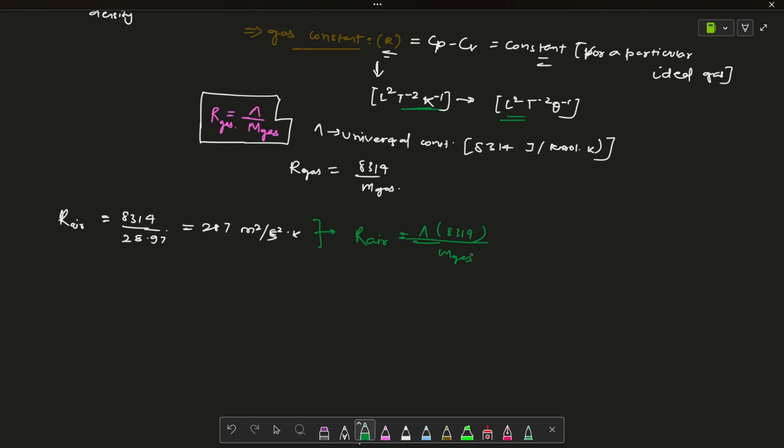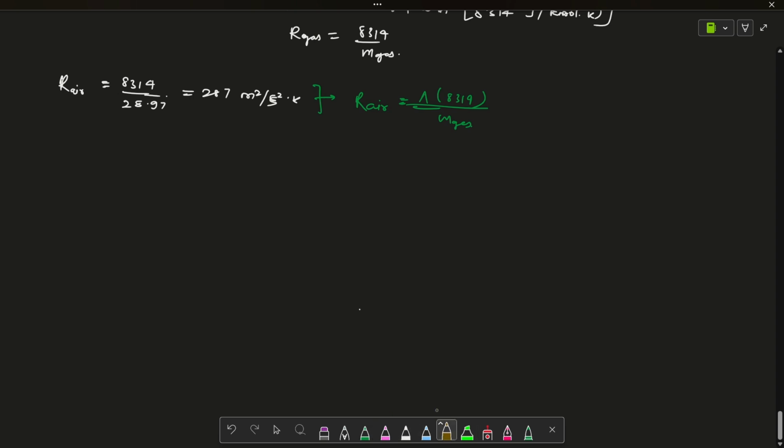And now let's discuss Cp and Cv. I've already told you about this statement. For a perfect gas, or ideal gas, its internal energy, that is U, is only a function of temperature. So the internal energy of a perfect gas only depends on temperature.